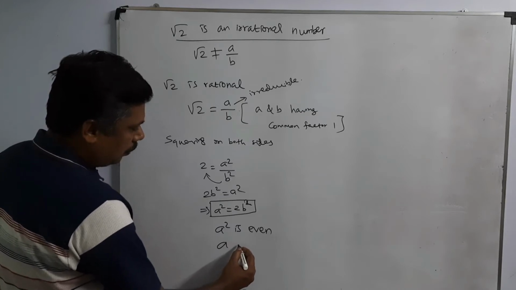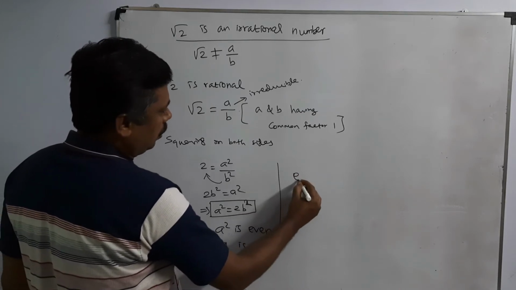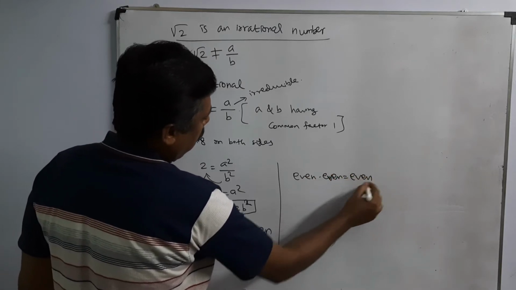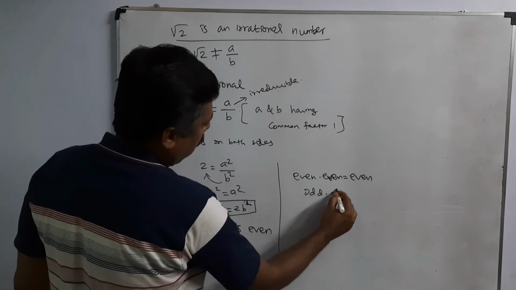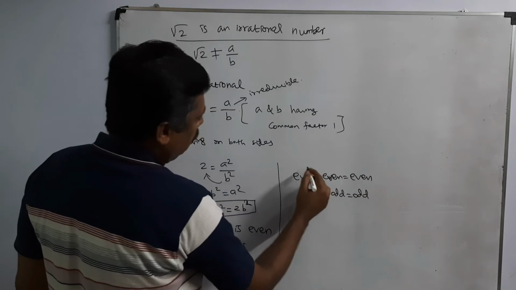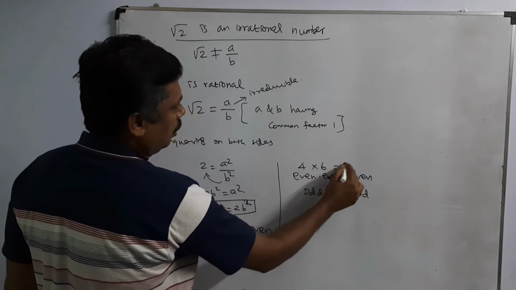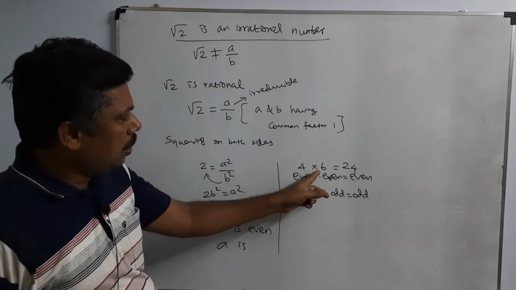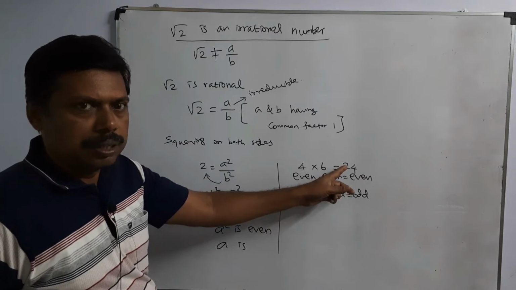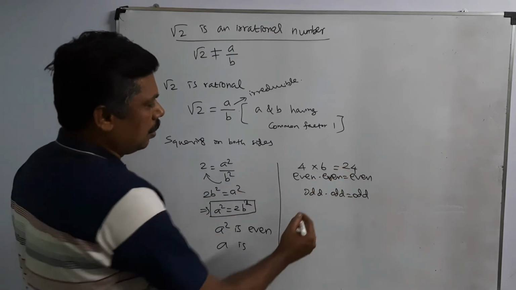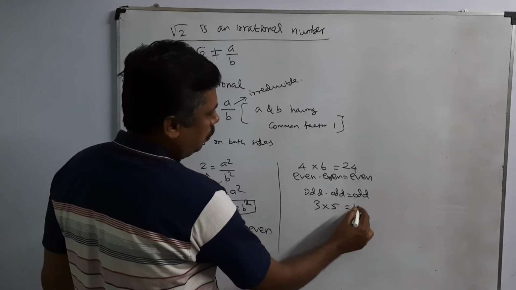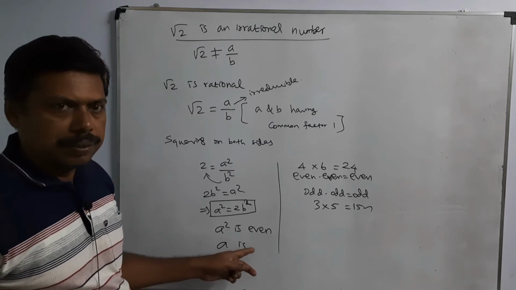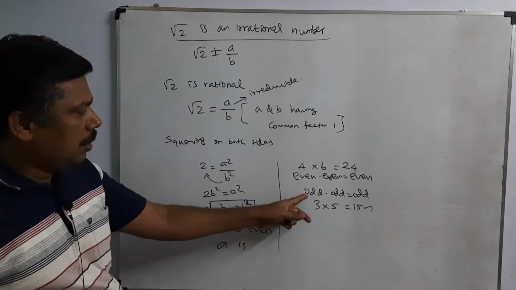What is a? We have two cases: even into even, or odd into odd. Suppose 4 into 6. What is 4 into 6? 24. 4 is an even number, 6 is an even number, and the product of these two even numbers, 24, is also even. Odd into odd, 3 into 5, is 15, which is odd. So if a squared is even, then a should be even. It is not possible that a is odd.